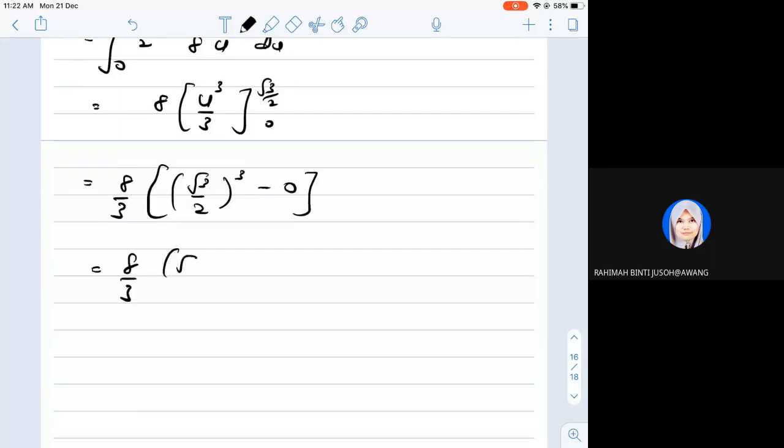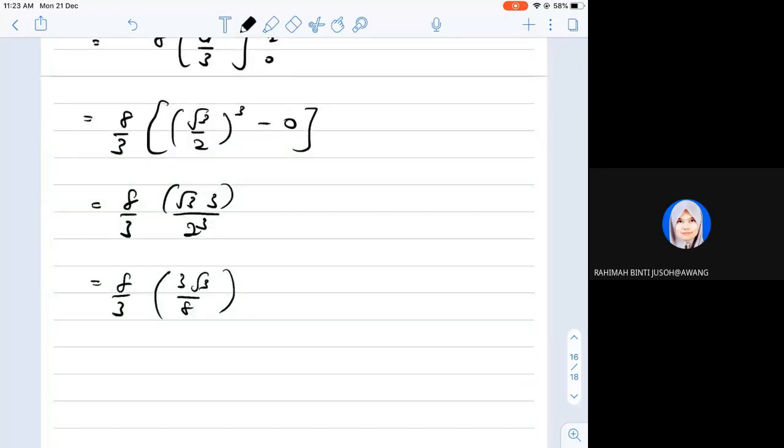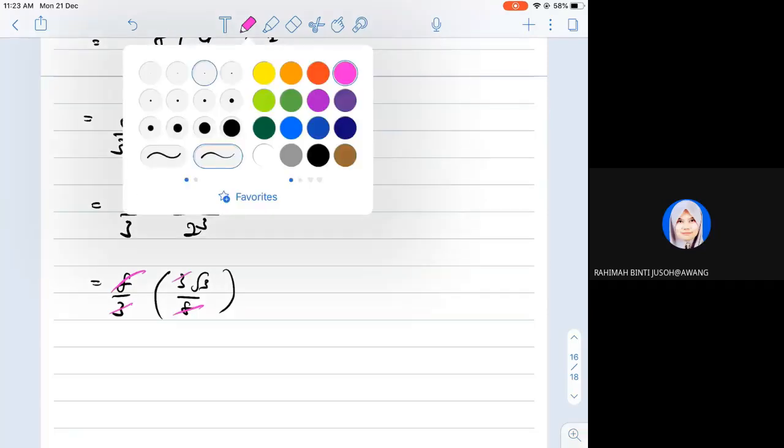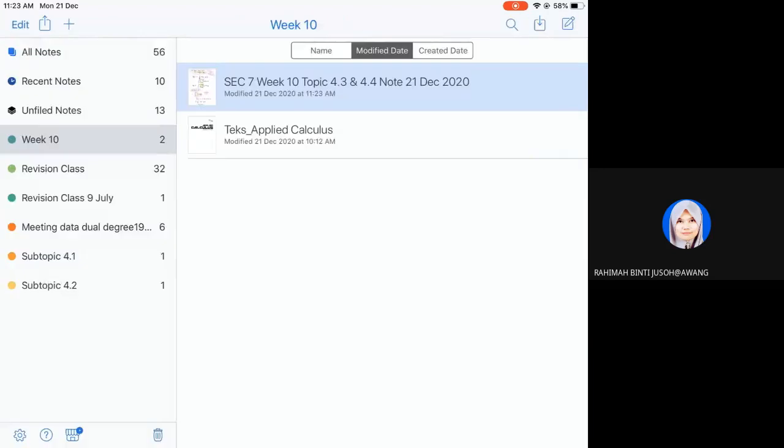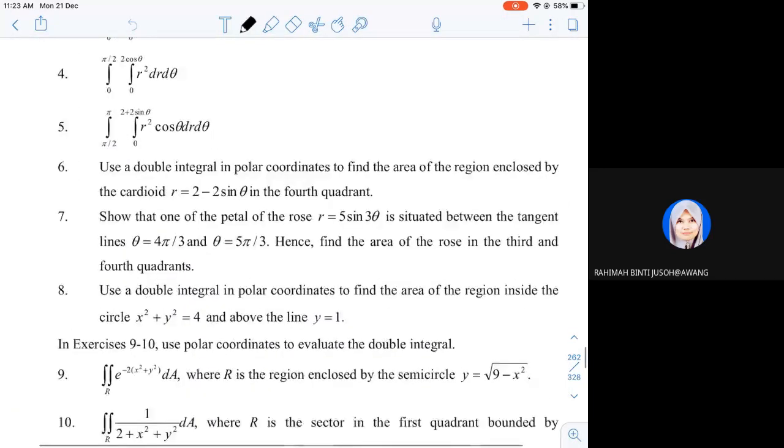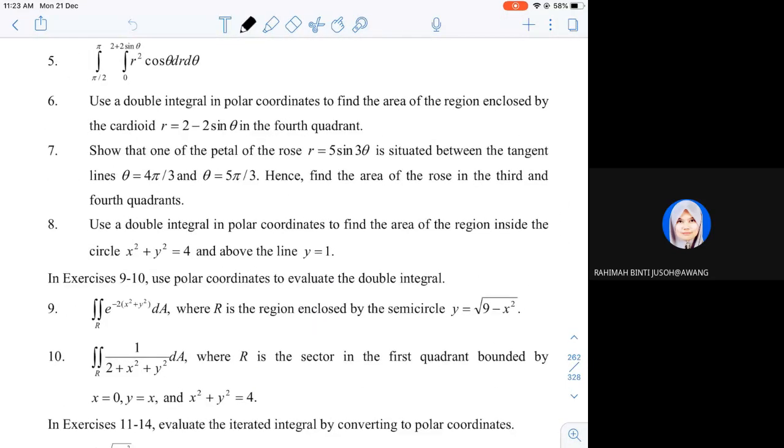So this one becomes square root 3, and this one becomes 2 to the power of 3. Okay. So 8 over 3 multiplied by 3 square root 3 over 8, isn't it? It is 2 to the power of 3. Good. Alright, so we have this and this. So the answer is square root 3. Understand this question? Yes. Okay, good. Thank you very much. Okay, next.